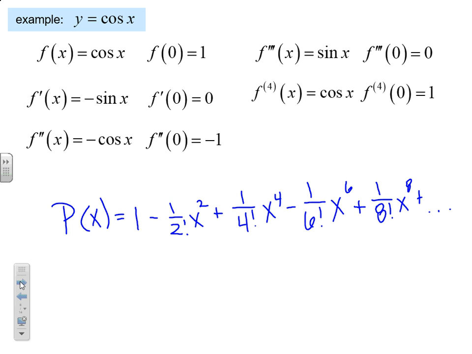Okay, this is actually one that we will talk about again soon. When we actually get into Taylor series and Maclaurin series, this is a series that I want you to remember. But for right now, we're just going to work on constructing it. So, let me just show you a graphic here.